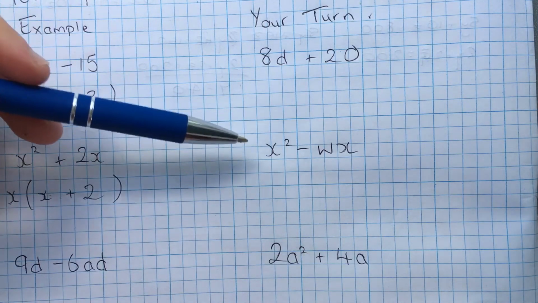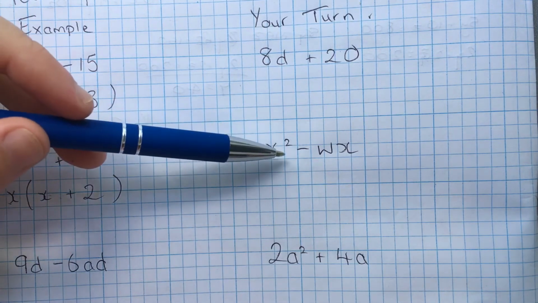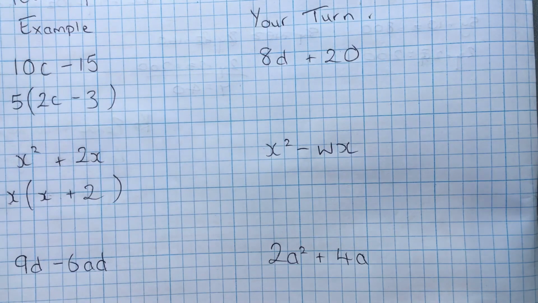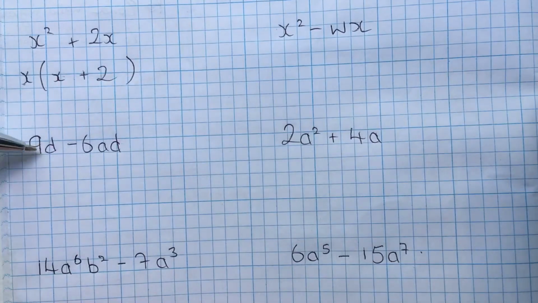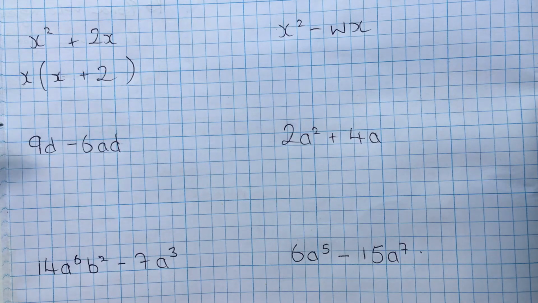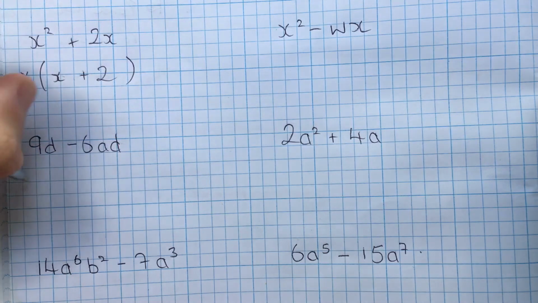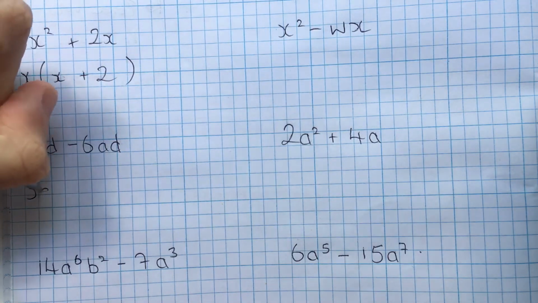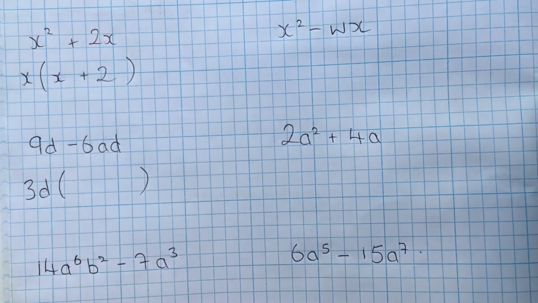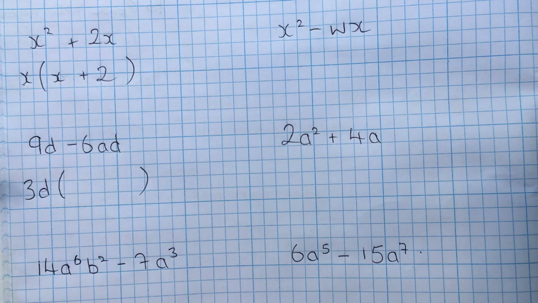Okay, and then for the one to try yourself, we've got x squared minus wx. Again, we need a letter as a common factor. Third one, 9d minus 6ad. You'll spot this time that we can have a number and letter combination as factors. 3 divides into 9 and 6, and we've got a d in both terms. So as 3 was the highest numerical factor and we had d in both terms, we'll take both as factors. So it doesn't have to be just a number or letter, it can be both. And to fully factorize, you always want to choose the highest possible combination.